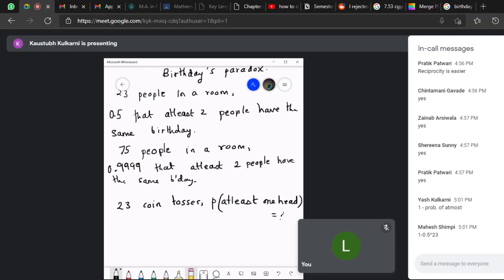0.5 on every toss is the probability of getting a head or a tail, fair coin. So the probability of getting a tail on every toss is 0.5 raised to 23, and the complement of that is 1 minus 0.5 raised to 23. If you actually calculate this, you can say that there is 99.999 something chance of having at least one head.